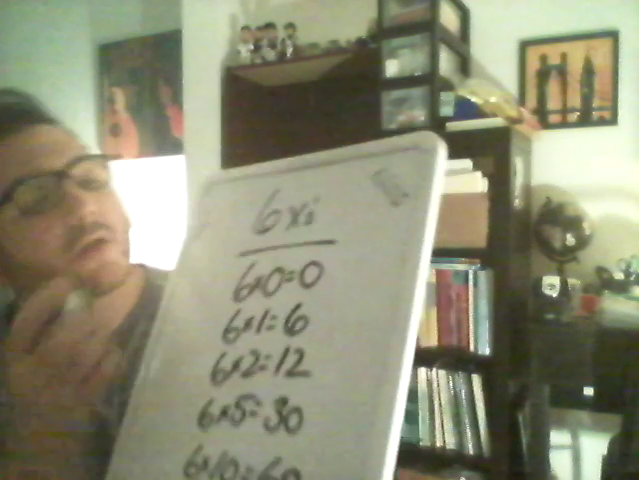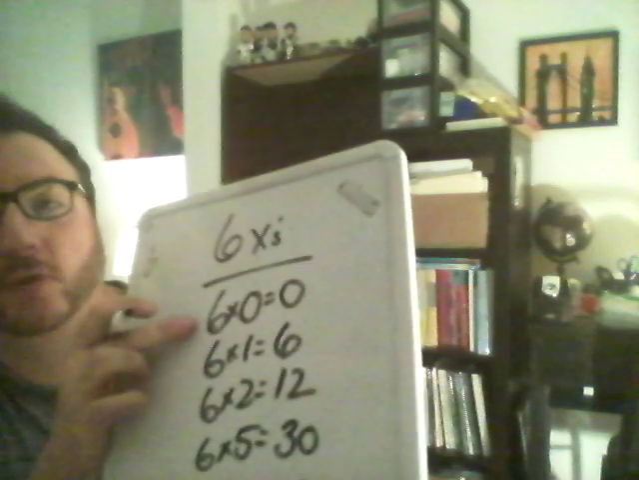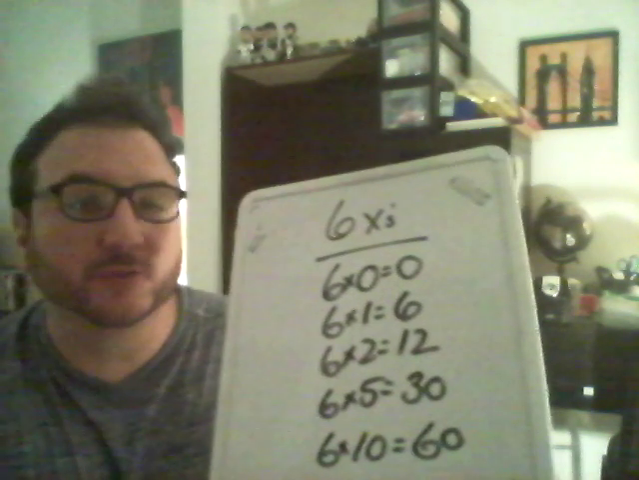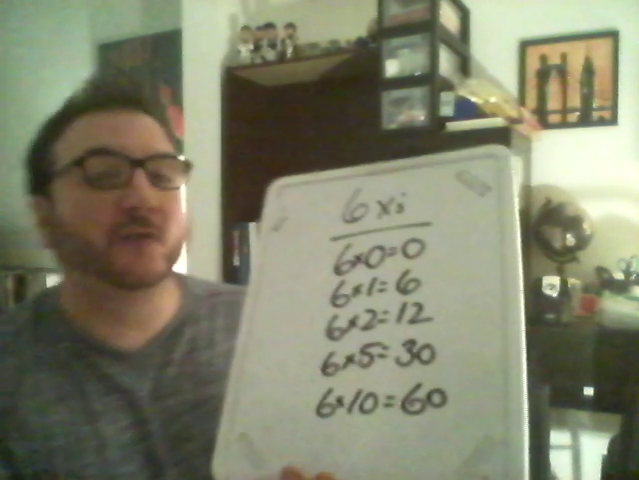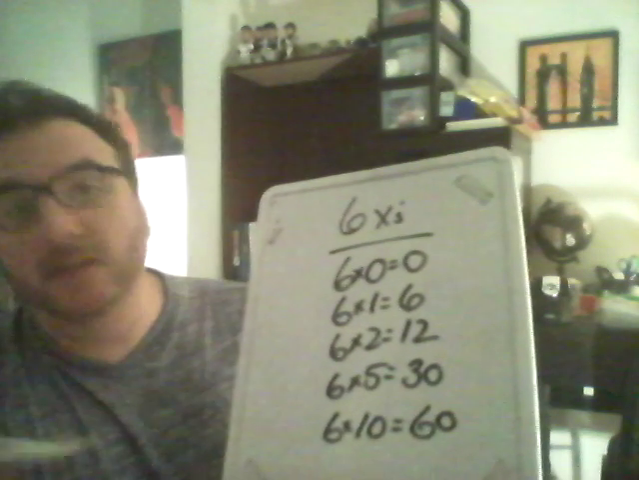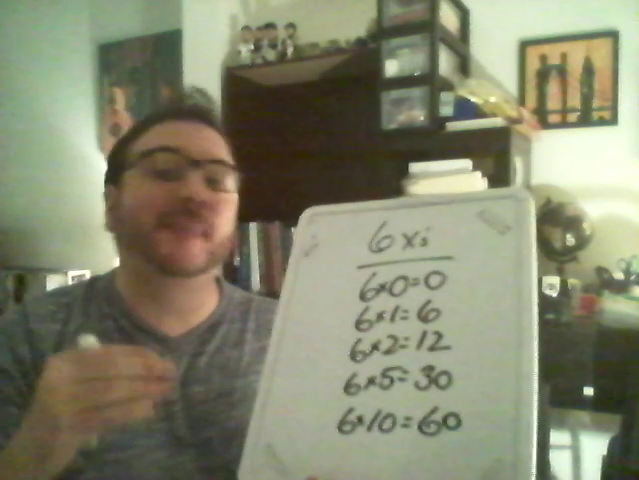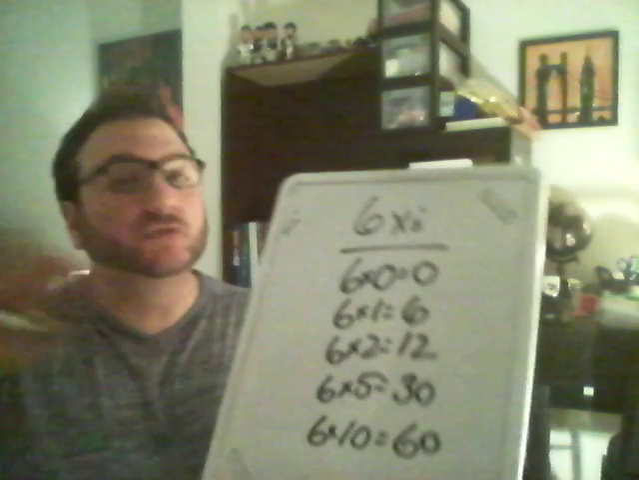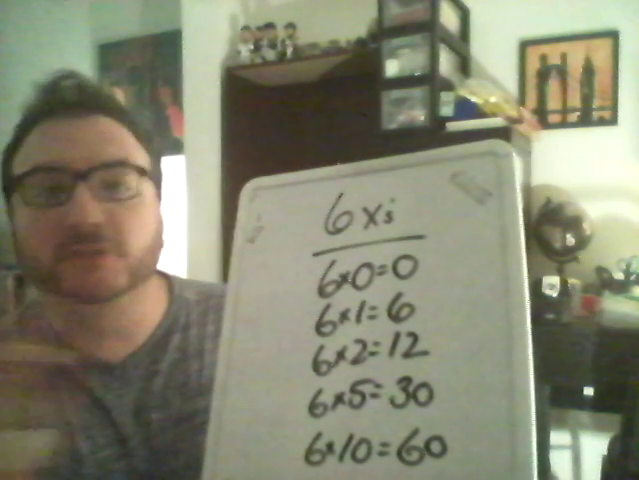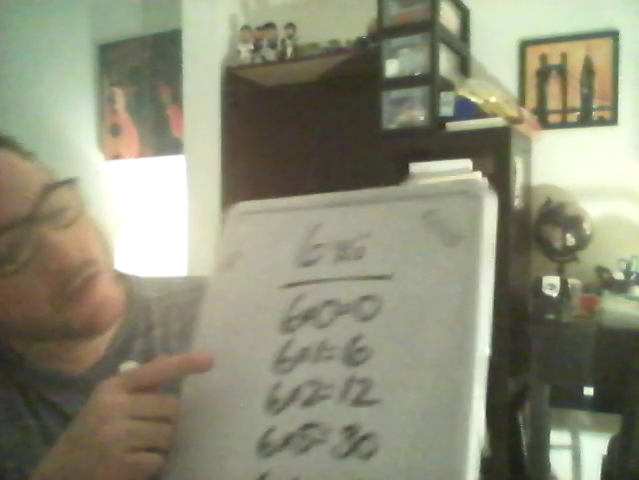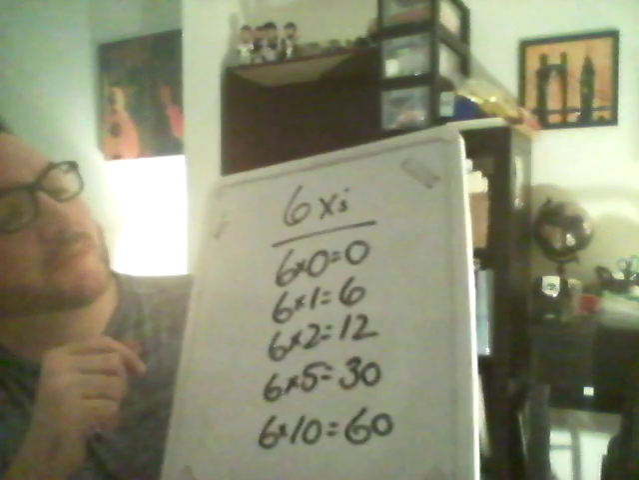You start, of course, with 6 times 0 equals 0. Any number times 0 is 0. Remember, 0 is the most powerful number in math. It could take any number, no matter how large it is. If you multiply that number by 0, the answer is always going to be 0. The product is always 0. It never fails.